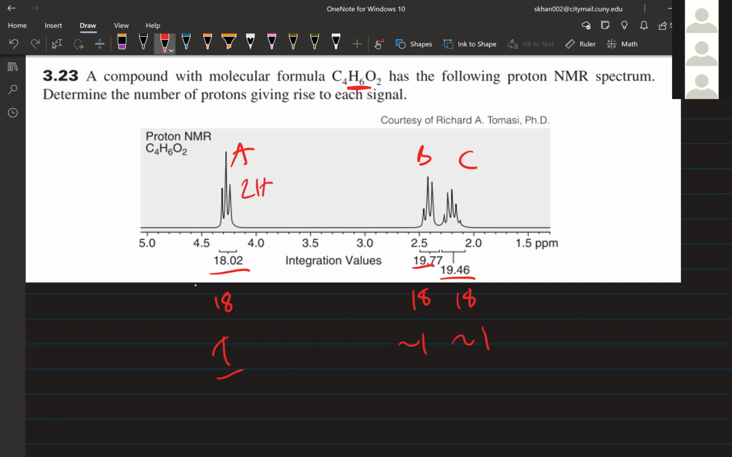And the reason these are probably 19 is because they're very close to each other. So there's probably some overlapping integration. And that's why you expect these to be just a little higher than 18 there, right? So 2H and 2H, right?